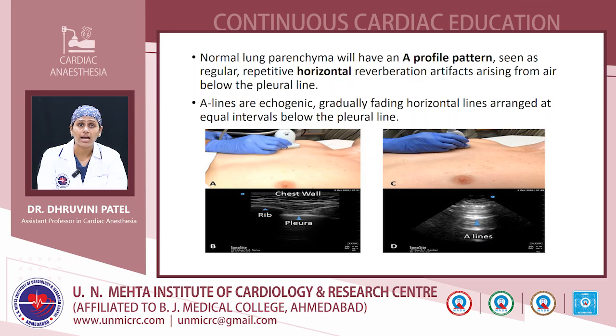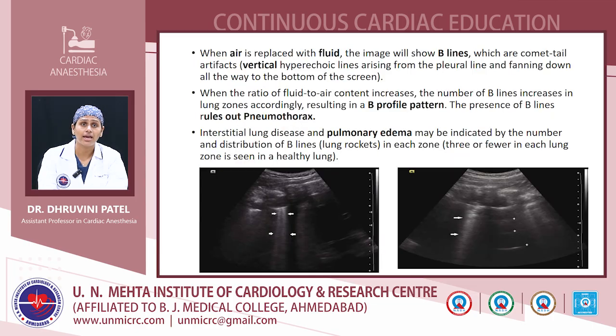Normal lung parenchyma will have an A profile. The A profile is seen as regular repetitive horizontal reverberation artifacts arising from the air below the pleural line. When air is replaced with fluid, the image will show B lines, which are comet tail artifacts, vertical hyperechoic lines arising from the pleural line and going all the way down to the bottom of the screen. When the ratio of fluid to air content increases, the number of B lines increases in the lung zone, resulting in a B profile pattern, and the presence of B lines rules out pneumothorax.